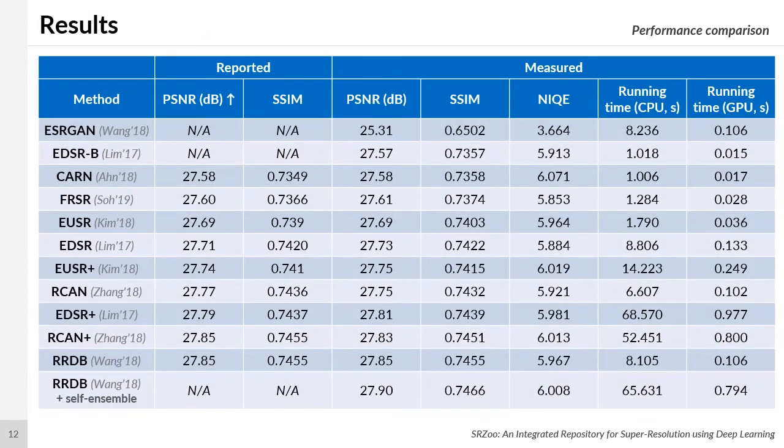Here are the results. Note that the models annotated with plus, such as EUSL plus, EDSL plus, and RCAN plus, are the models employing the geometric self-ensemble method. We also show the quality metrics that are reported from the original papers of the compared models. This shows that with SRZoo, it is possible to evaluate the models with metrics that are not used in the original papers, including NIQE and running time.